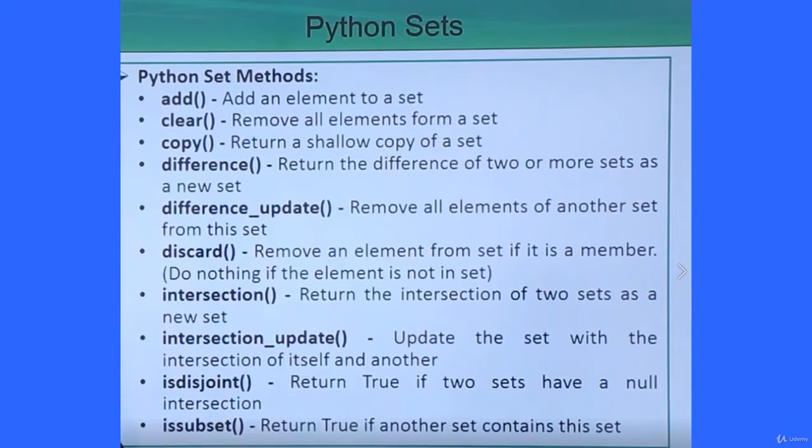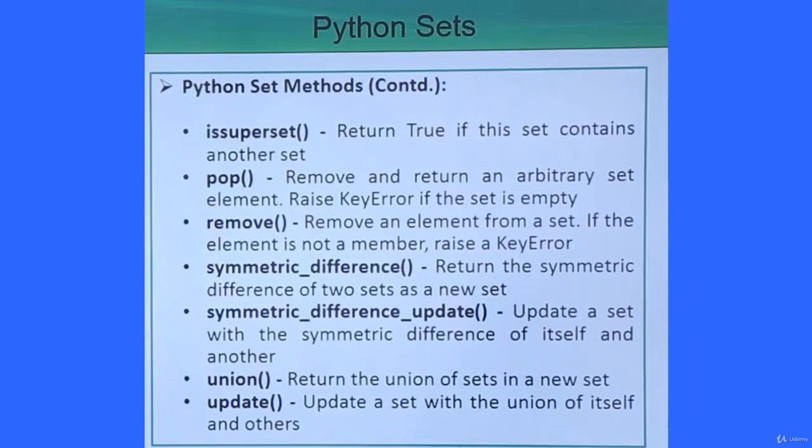intersection, intersection update. isdisjoint, return true if two sets have a null intersection. issubset, return true if another set contains this particular set. Then we have issuperset. Then the pop method, that is remove and return an arbitrary set element, and raise KeyError if the set is empty. In this way we have discussed all the methods with their respective short descriptions.